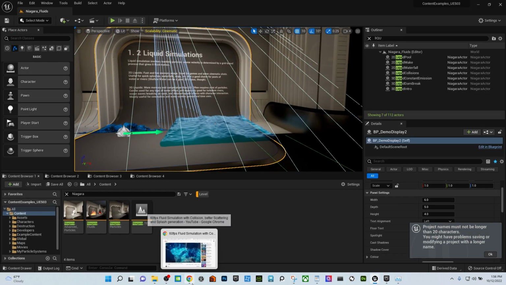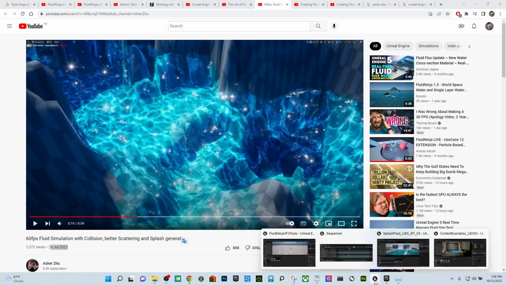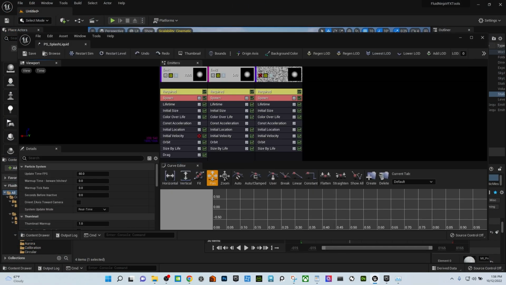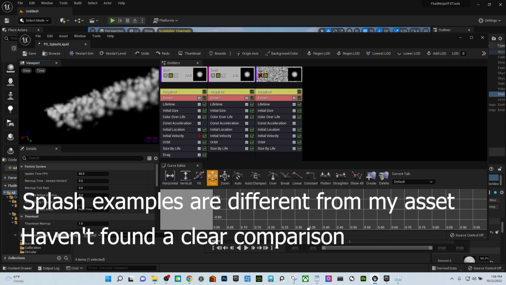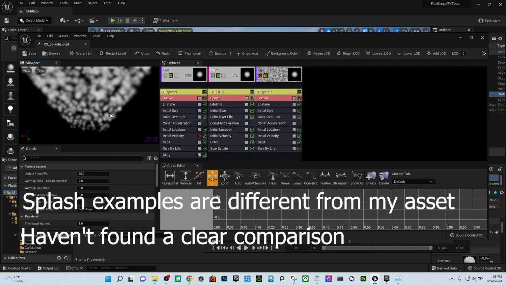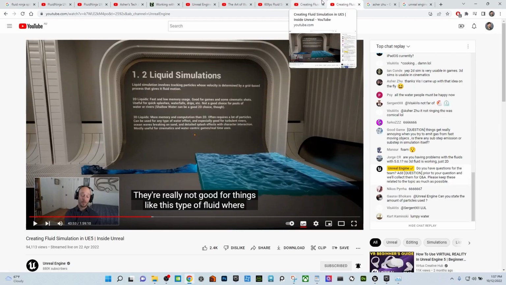Some other notable examples would be Niagara Fluids. Do I have it? Yep, here we go. That's a notable example as far as liquid simulation goes, but I couldn't really find a good example for the kind of splash that I've got. There's also Fluid Flux, but in passing, I haven't seen any examples which would directly compare to what I'm doing, and that looks very expensive as well.